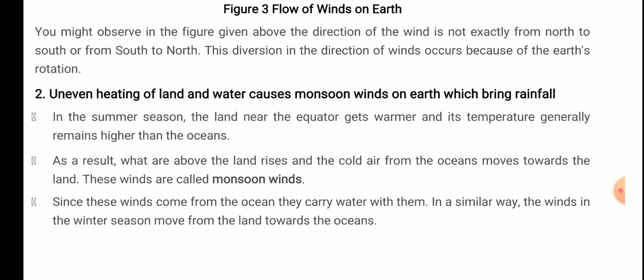Okay, the next one: uneven heating of land and water causes monsoon winds on earth which bring rainfall. In the summer season, the land near the equator gets warmer and its temperature generally remains higher than the ocean. As a result, the air above the land rises and the cold air from the oceans moves towards the land. These winds are called monsoon winds.